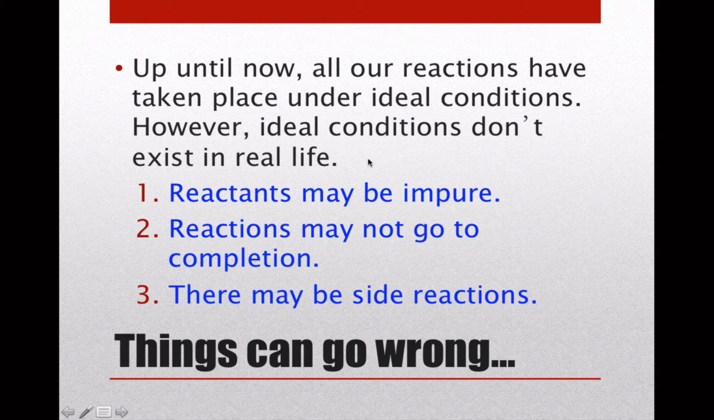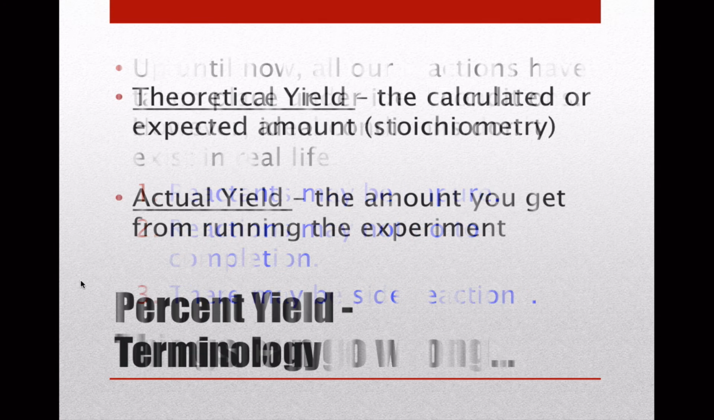But in real life, reactants can be impure or contaminated. Reactions a lot of times do not go to completion, so they don't run until something runs out completely. They stop beforehand. And there also can be side reactions. Once you start building up those products, reactions can occur between the products and the reactants. You can have these side reactions that you don't anticipate until the lab actually happens.